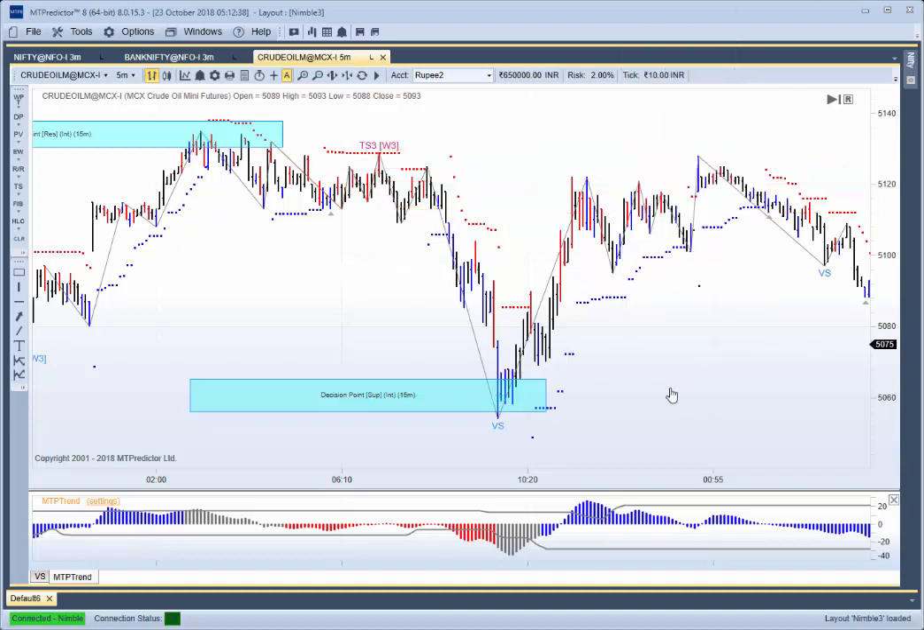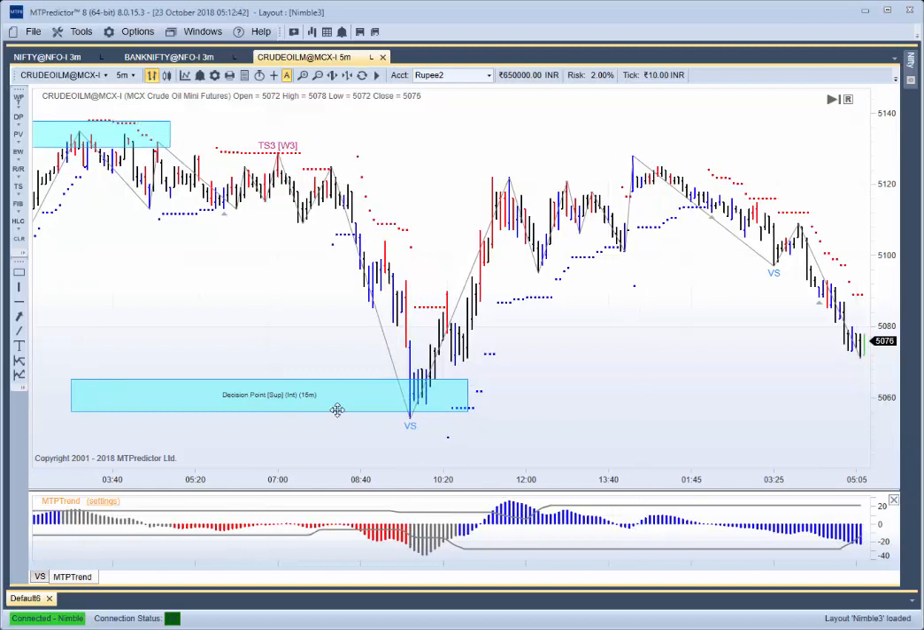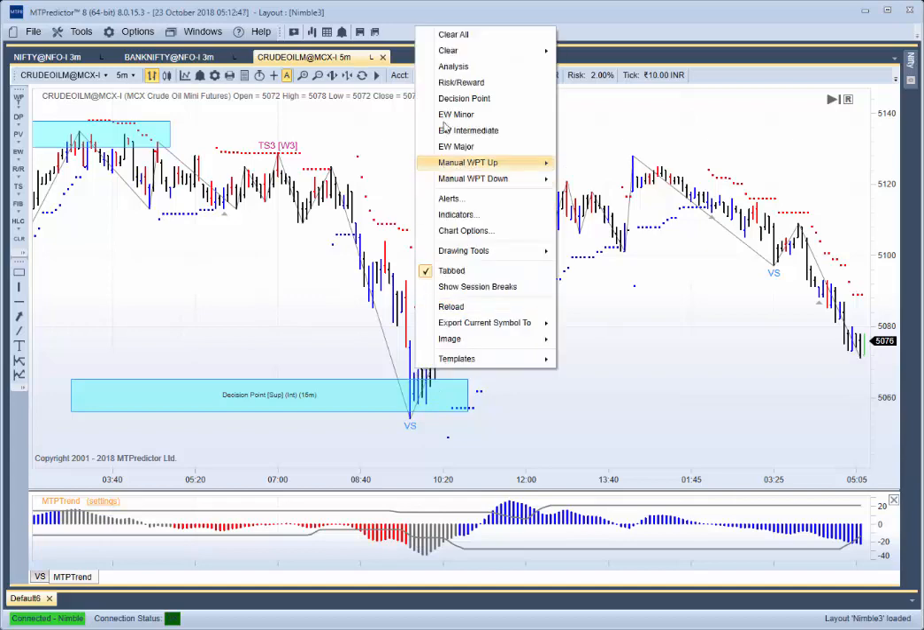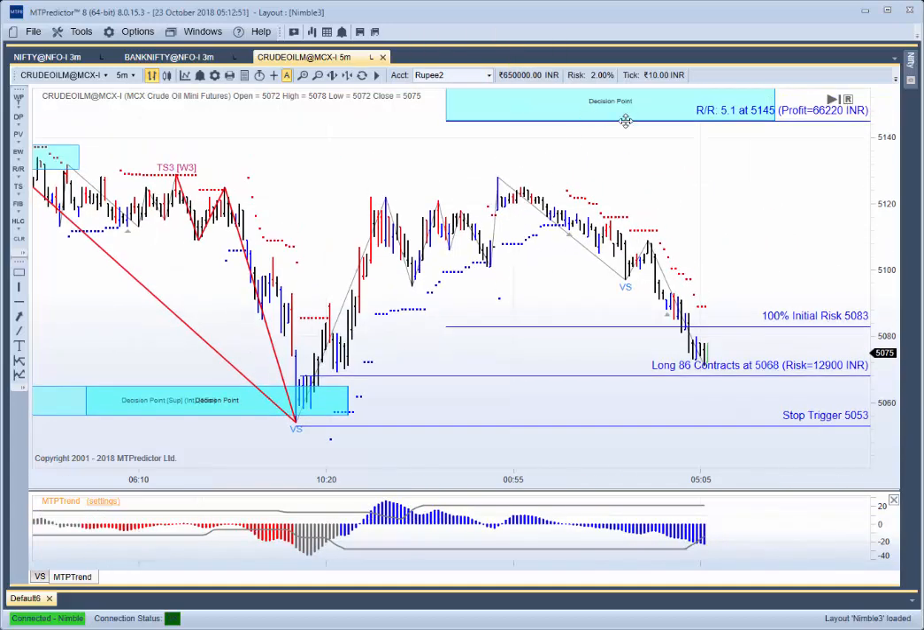If I clear everything off, you can see actually at this level here we actually had a VS set up. This was at our support level on our black MTP trend, so you could have then reversed to long, and you could have been sitting in a long trade at the moment waiting to come up to this potential target here. And as you can see, the market's actually declining down here at the moment.